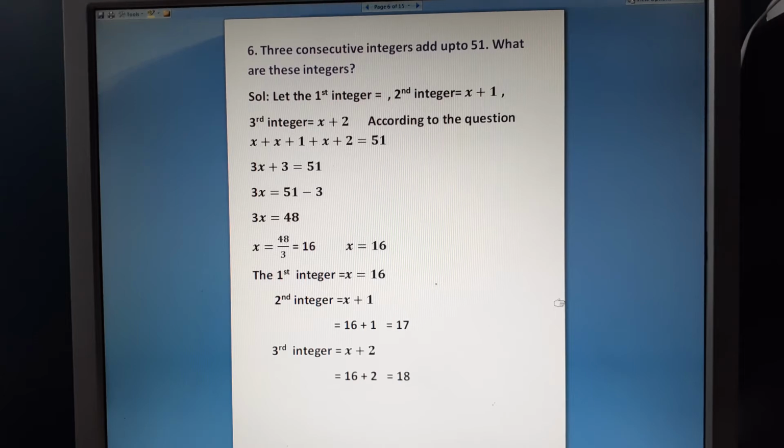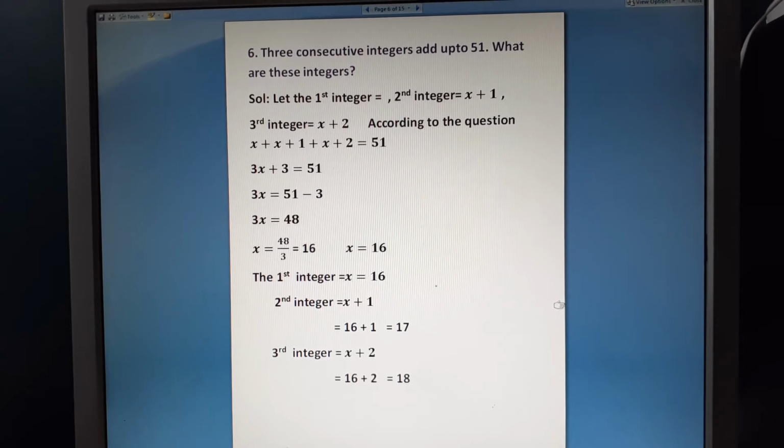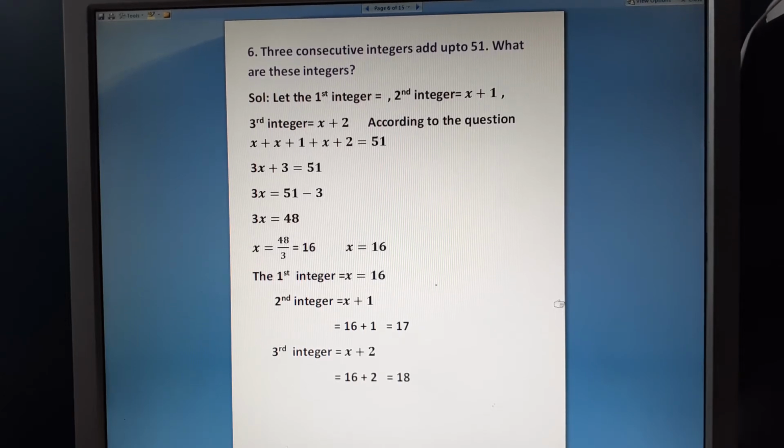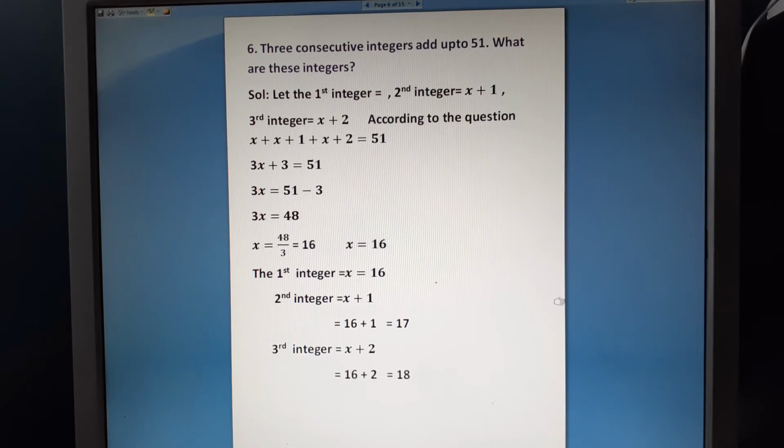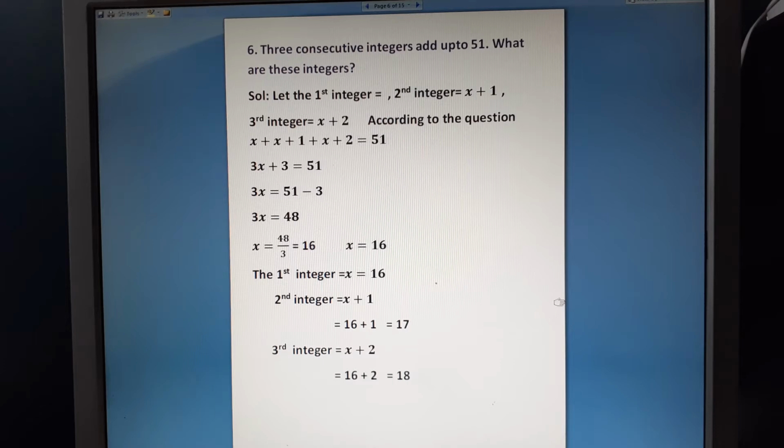Sixth problem. 3 consecutive integers add up to 51. What are these integers? Solution. Let the first integer be equal to x.